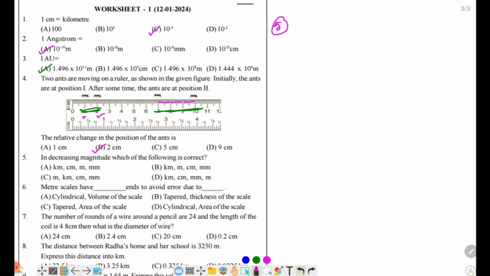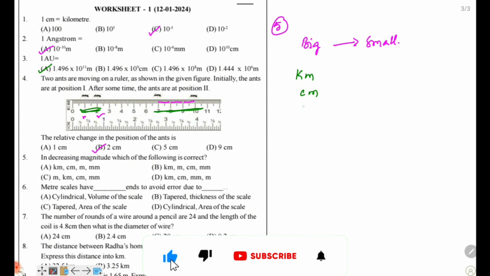Okay. So in decreasing magnitude, which of the following is correct? Decreasing magnitude means big to small, or larger number to smaller number. So I am writing big to small, right? First we have to know which is bigger one, and later which is smaller one. See here what are given. Kilometer, centimeter, meter, millimeter.